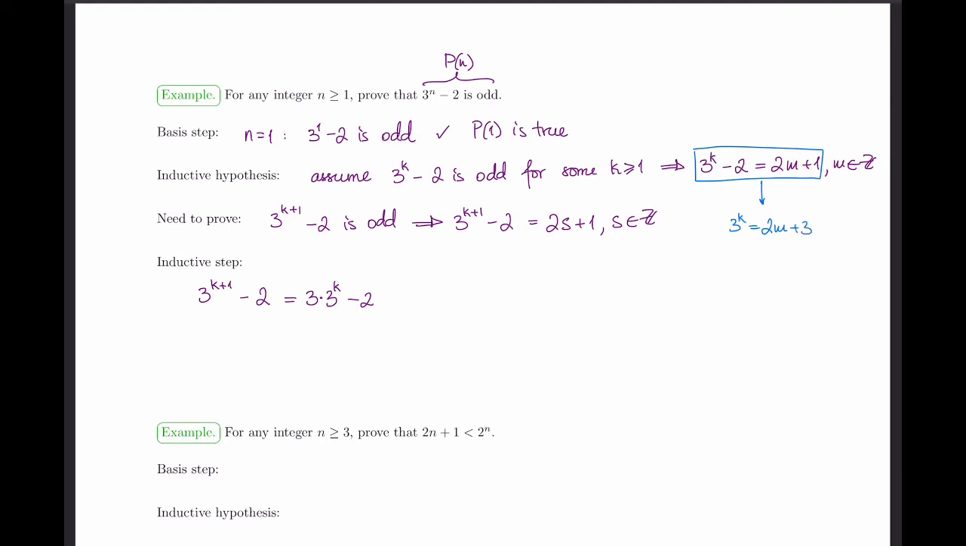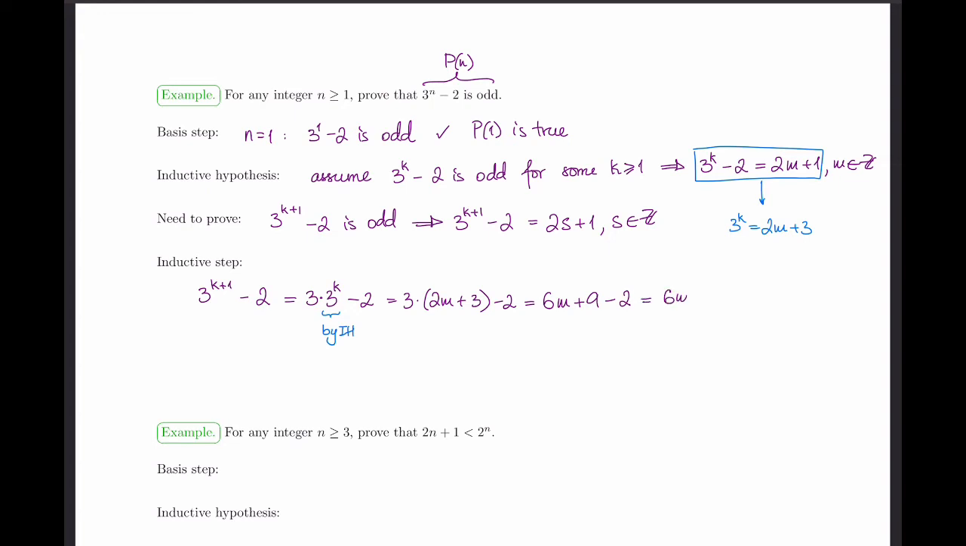All right, so now that means I can replace this 3 to power k by inductive hypothesis with the new expression. So instead of 3 to power k, I'm going to use 2m plus 3, and then altogether minus 2 that is remaining from the outside here. Excellent, let's open up these brackets. So what do I have? I have 6m plus 9 minus 2.